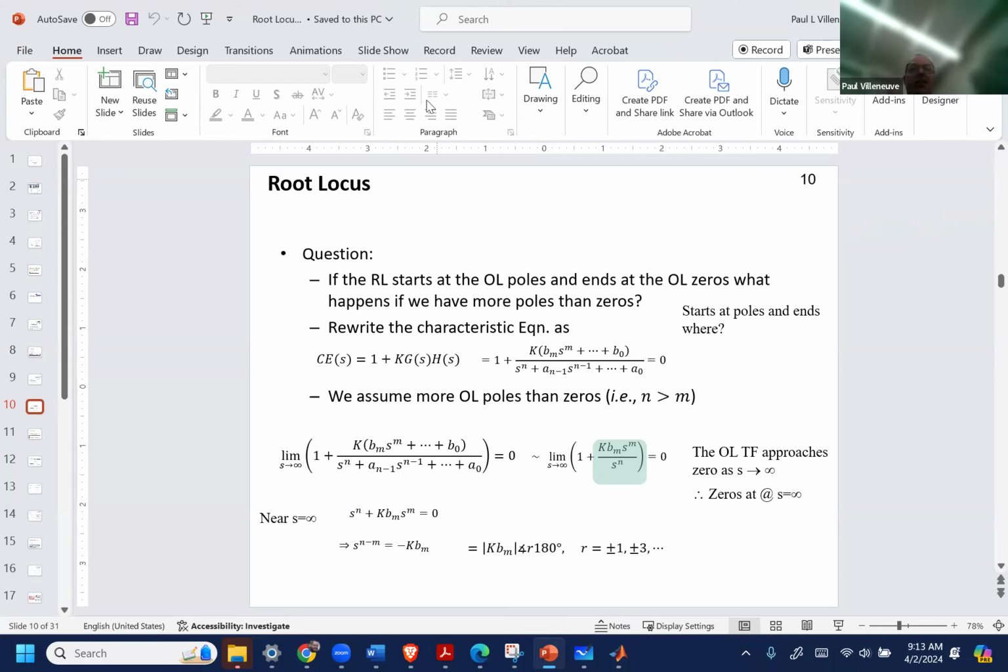All right, questions. We'll pick up. We've got probably a couple more discussions on root locus, but once we finish up with the root locus, that'll be the last material we'll cover on the third exam. So steady state errors and root locus plots. Any questions?